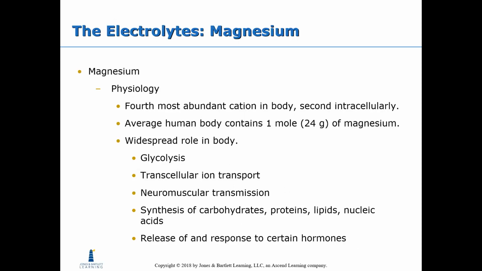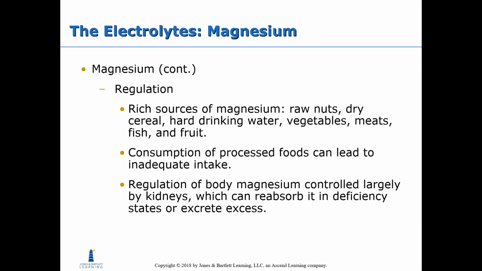There's just a few more electrolytes to wrap up the lecture for this series. Magnesium is the fourth most abundant cation in the body and second intracellularly. The average human body contains 1 mole or 25 grams of magnesium. It has a widespread role in the body: glycolysis, transcellular ion transport, neuromuscular transmission, synthesis of carbohydrates, proteins, lipids, nucleic acids, and the release of and response to certain hormones.